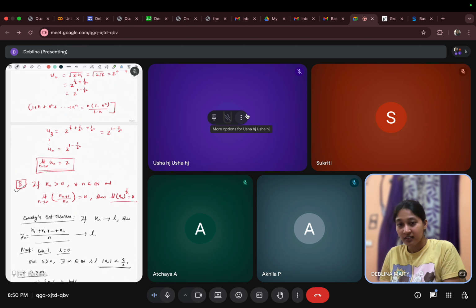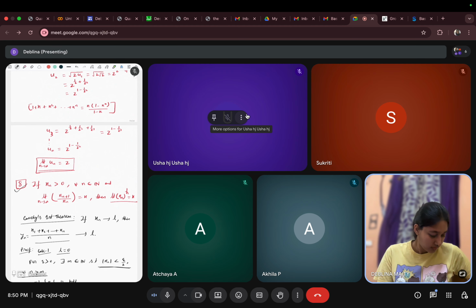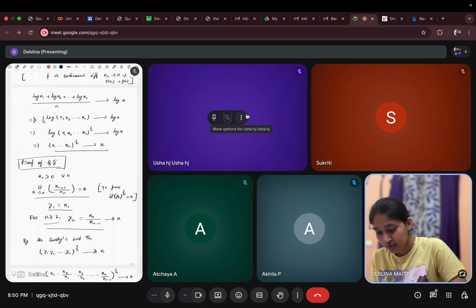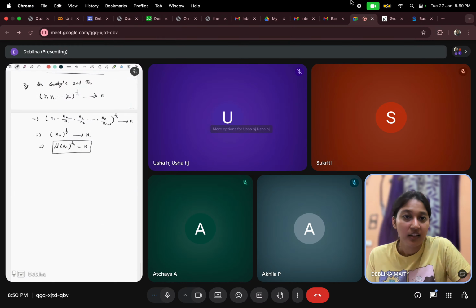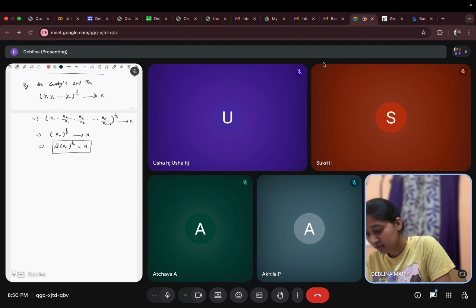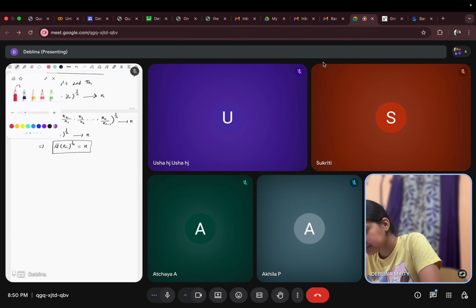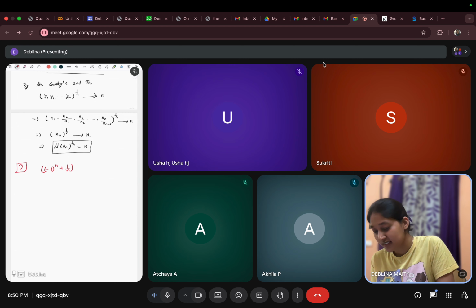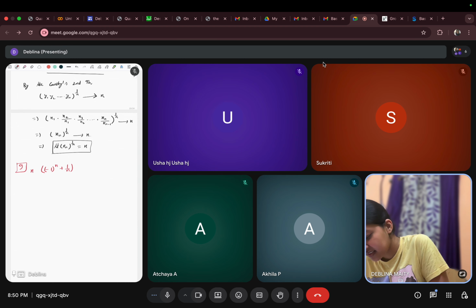Okay, for the last question, the time is already 8:50. So last question, question 9. This is an easy question, so you have to answer this. Is this sequence Cauchy or not?